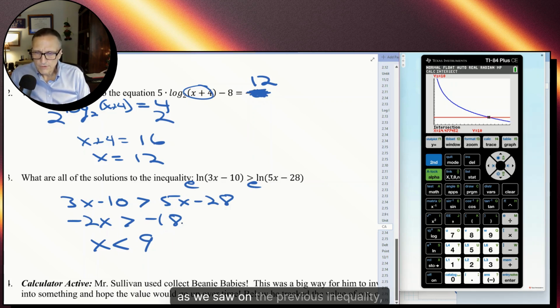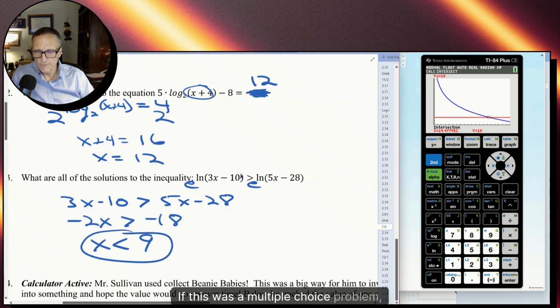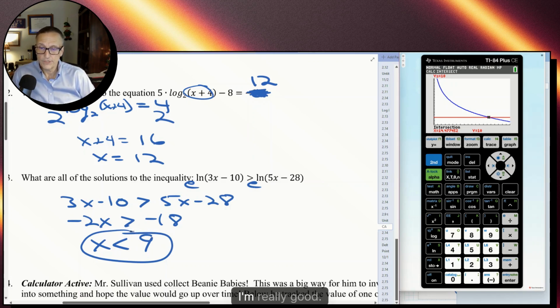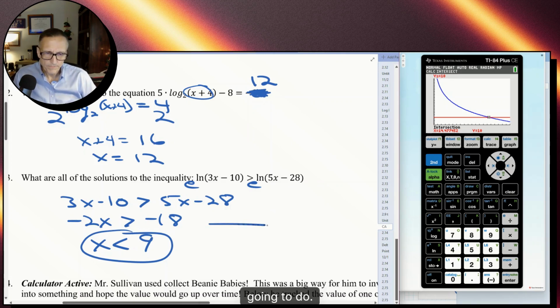Now, as we saw on the previous logarithm inequality, I can't just say, there's my answer. If this was a multiple choice problem, that's going to be an answer, and probably 30% of the students in your class will choose that and say, hey, great, I'm really good, I got this. Now, it's more complicated than that. Here's what we're going to do.